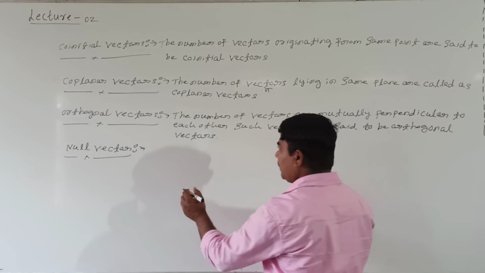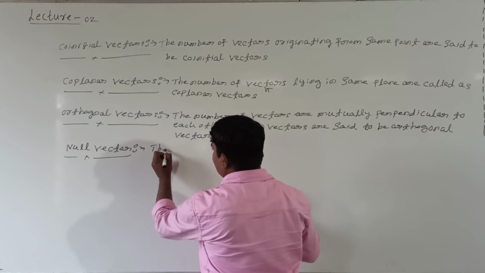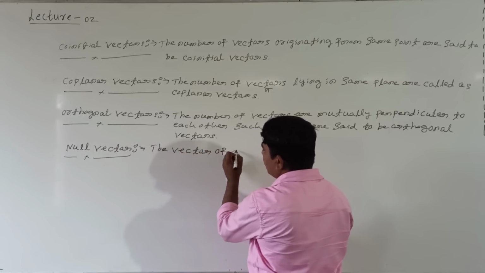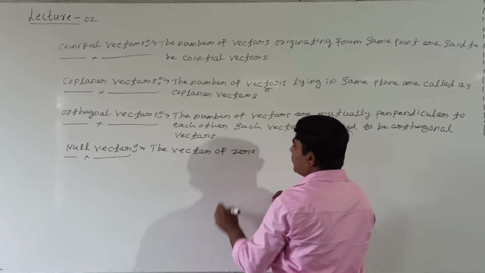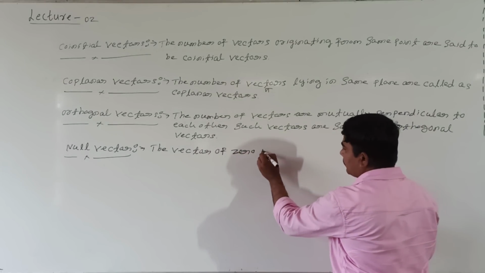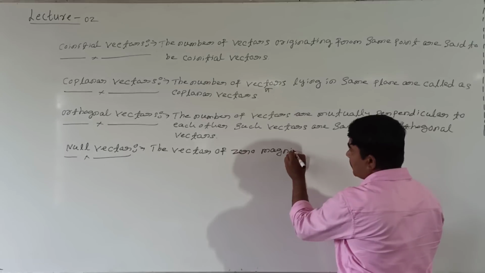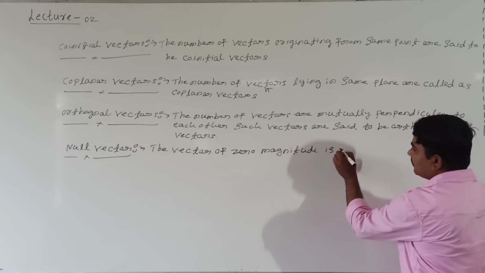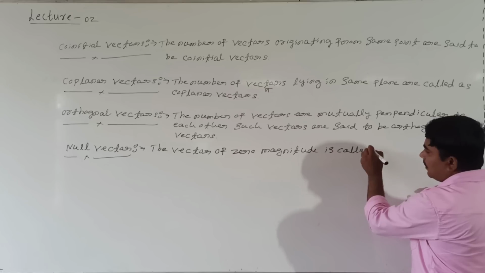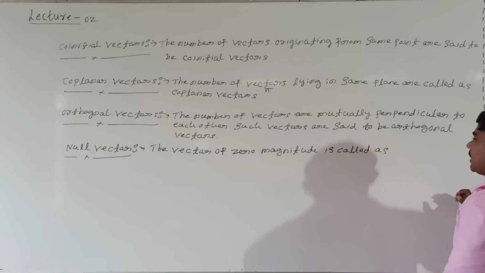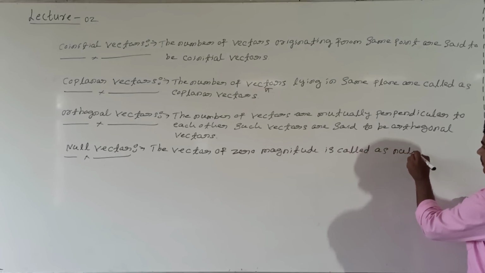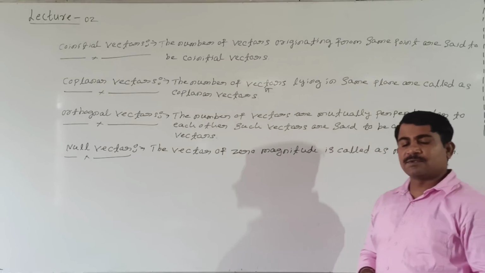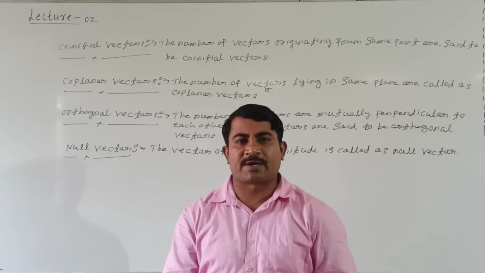See here, simply the vector of zero magnitude. A vector of zero magnitude is called the null vector. Generally, practically, how do we represent a null vector?